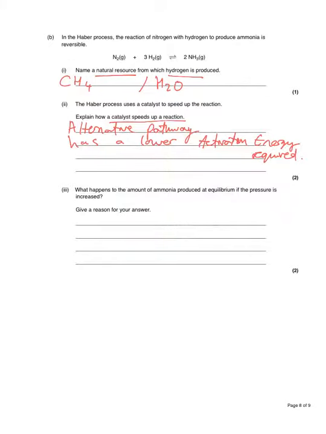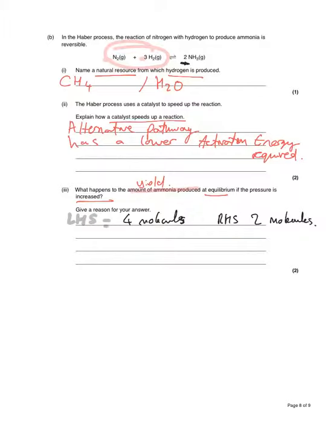Looking at the next question, again it's quite similar to the ones we've had before. What happens to the amount of ammonia? So what happens to the yield of ammonia at equilibrium if the pressure is increased? So on the left hand side, I've got 1 nitrogen and 3 hydrogen. So on the left hand side, I have got 4 molecules. On the right hand side, I have only got 2 molecules, so I've got 2 ammonias.